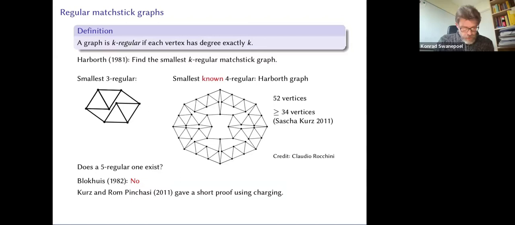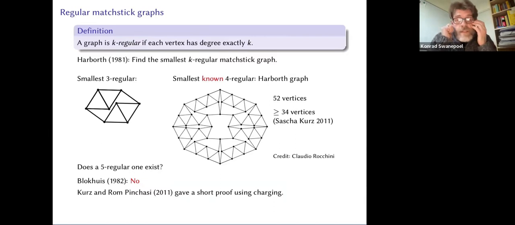Nevertheless, there's a very short proof by Kurtz and Ron Pinchasi. They gave a nice short proof using a sort of charging argument. It's basically Euler's formula, and then you give charges to the vertices and faces and move charges around based on geometry, based on the angles that you find. It's a very nice combination of combinatorics and geometry. I don't really understand why and how it works.